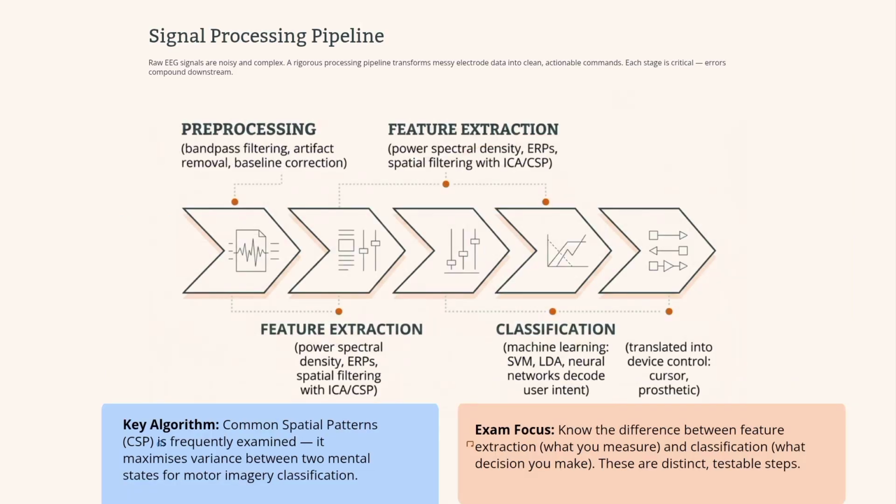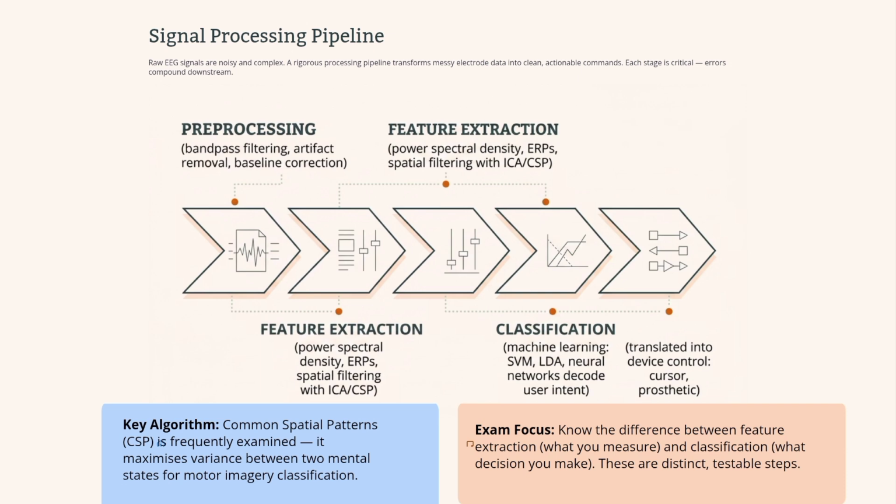Now, the pipeline of signal processing. First, EEG signals are very noisy, so we need to clean them. This step is called preprocessing. It removes unwanted noise. And next is feature extraction. Here, we pick important information from the signals, like patterns related to thinking or movement. After that comes classification. This is where a machine learning model decides what a user is trying to do. Finally, the output is sent to a device like a moving cursor or for controlling an arm. One important point for exams is feature extraction means what we measure, and classification means what decision we make.